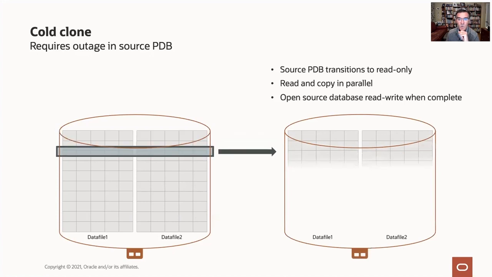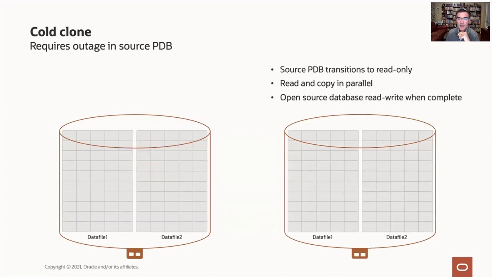So performing a cold clone is therefore simply a matter of scanning all the blocks of the source and copying them over to the target. Even this is a sophisticated operation, however, as parallel execution servers will automatically be invoked to optimize the performance. This is why cloning happens so fast. Once the clone is complete, the source PDB can be reopened read-write so that processing can resume.